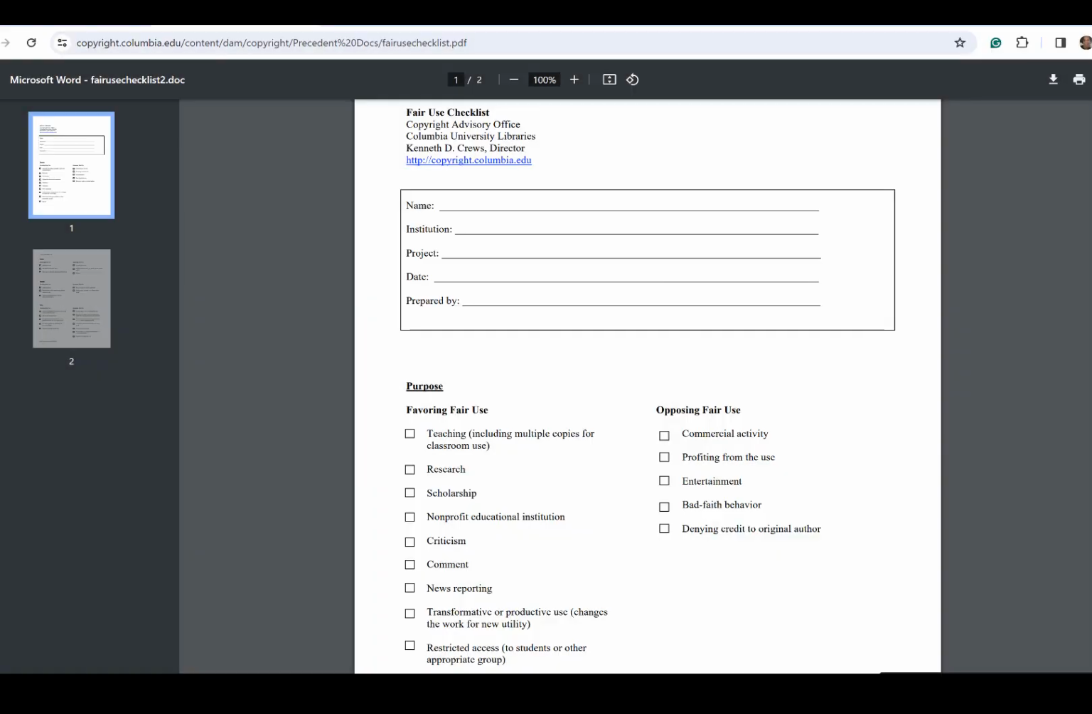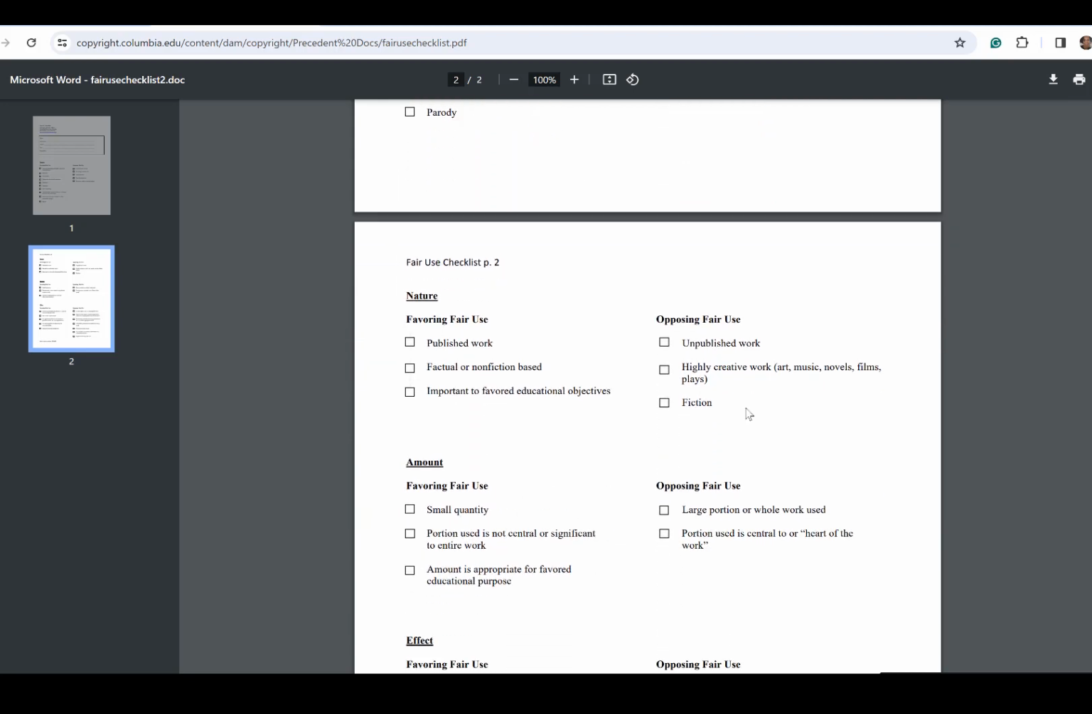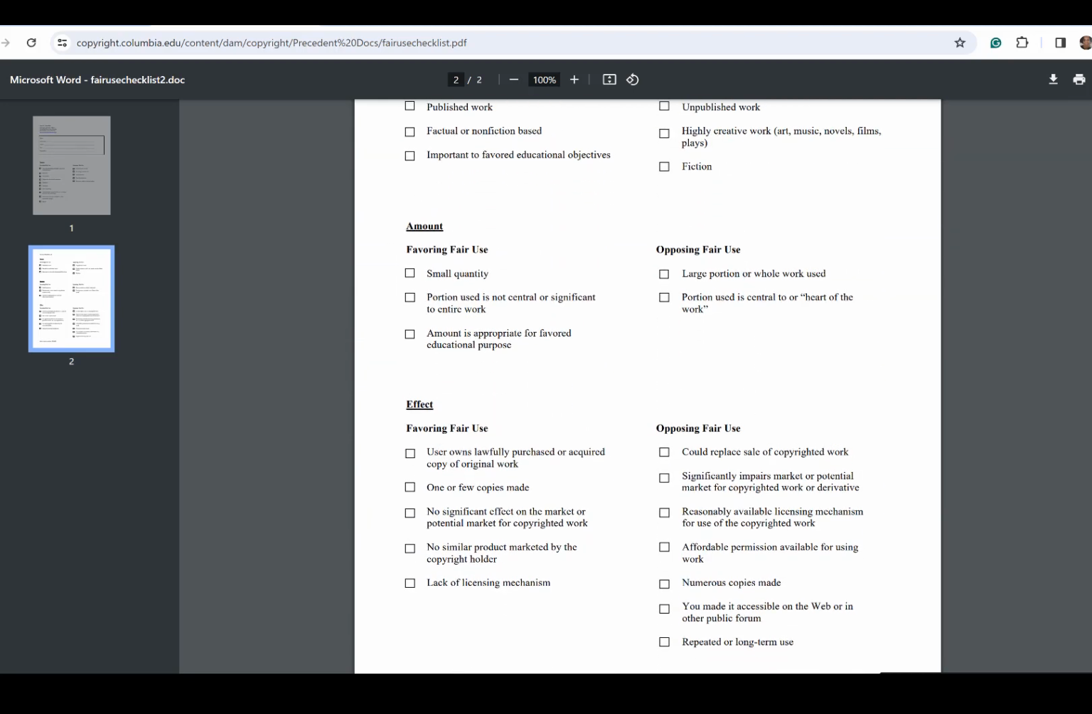So here we see the checklist. First of all, we have the category of purpose and all the factors that can be used in evaluating whether or not this favors use of the fair use exception or whether it does not fall under that exception. Then we move here to nature, amount, and then the effect. So we can see from this checklist that the fair use doctrine limits the amount of work that can be used, and determining whether the use is permissible can be a bit complicated. So that moves us to the solution for this, which is the Creative Commons licensing.